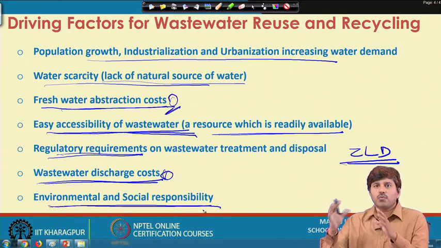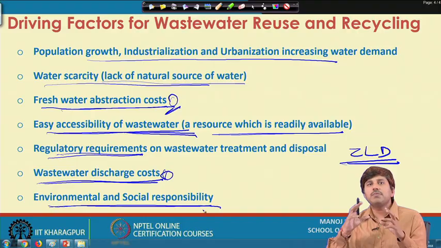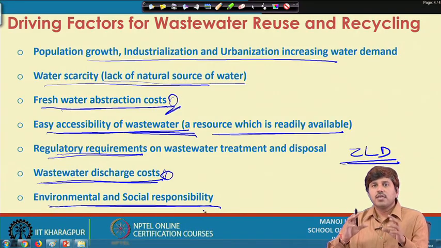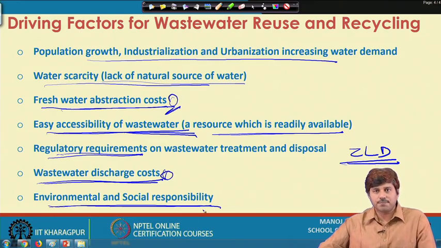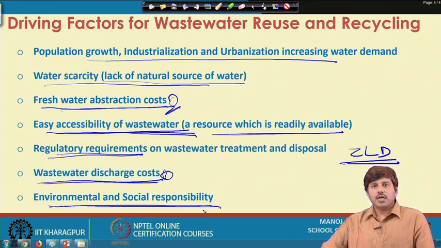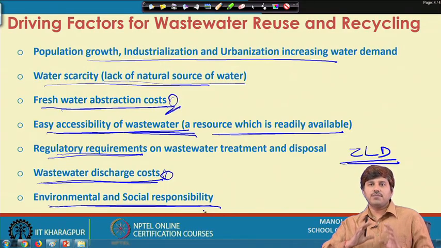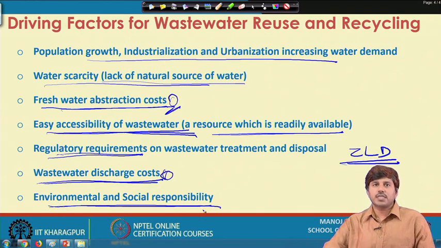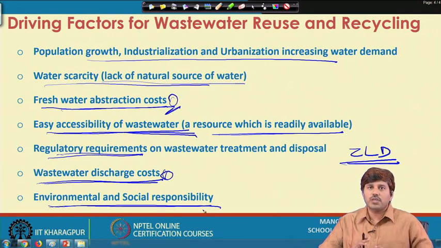With a combination of all these driving factors, there is the motivation and need for going for wastewater reuse and recycling systems. That is the basic idea, the basic motivation or requirement which forces the utilities, the systems or the industries to go for wastewater reuse and recycling systems.